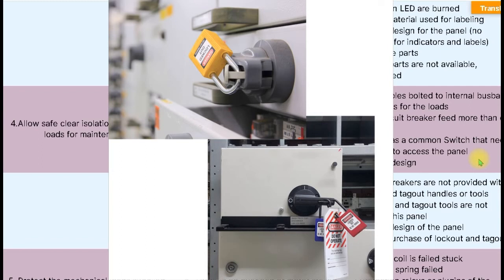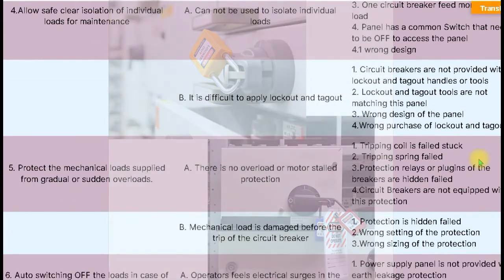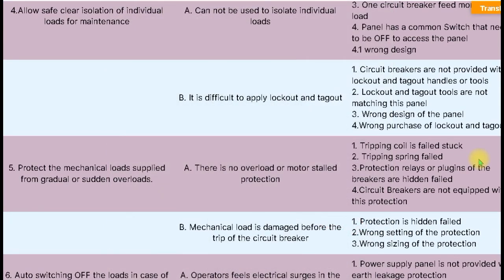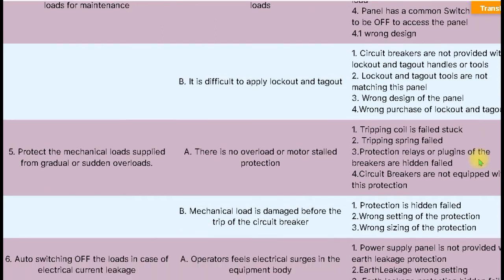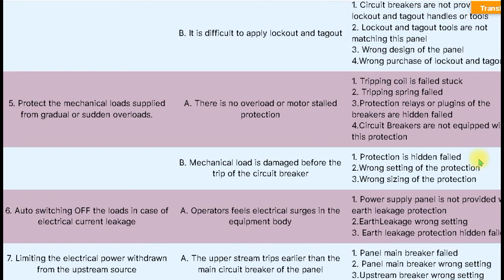The holes or the places to insert some padlock or something like that to lock the breaker in the off mode are not available on the breaker itself, or it is the wrong size, or the tools that I had purchased for the lockout and tag out are of the wrong size. All these can be reasons why I'm not providing lockout and tag out for safely maintaining the loads that are supplied from this panel.